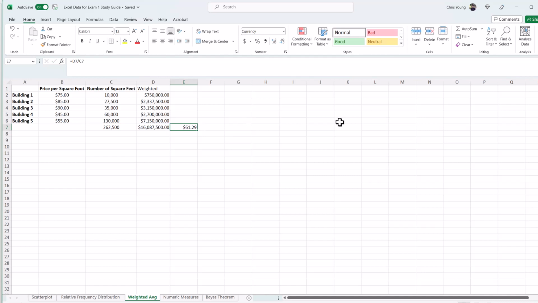And so we get $61.29 for the weighted average for the price per square foot. So you can see that using Excel allowed us to do this calculation in a faster and simpler way to get to the final result. All right, let's move to the next one.